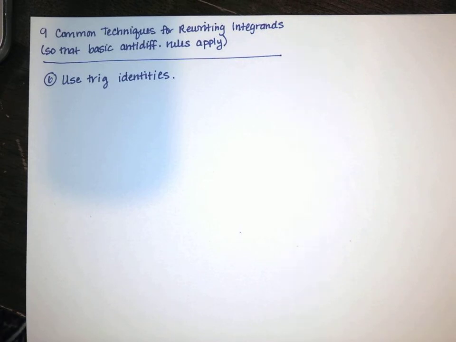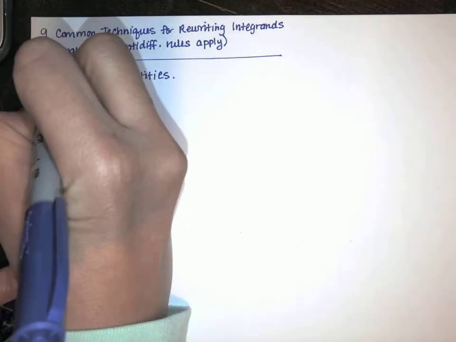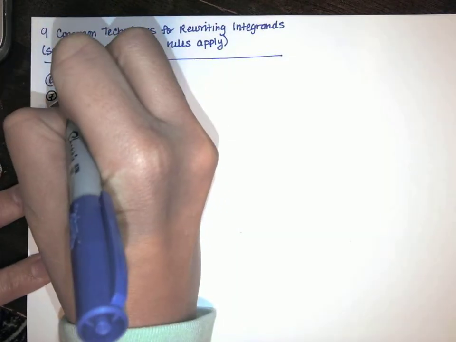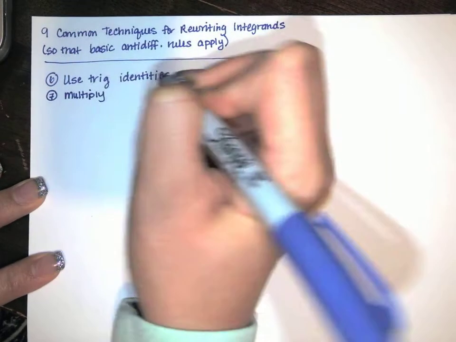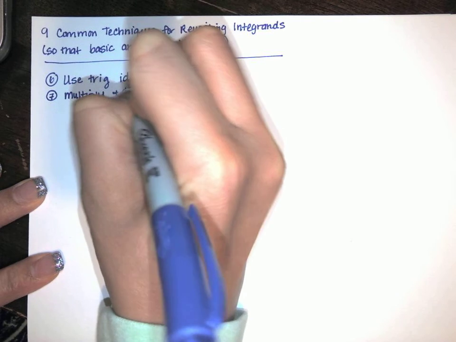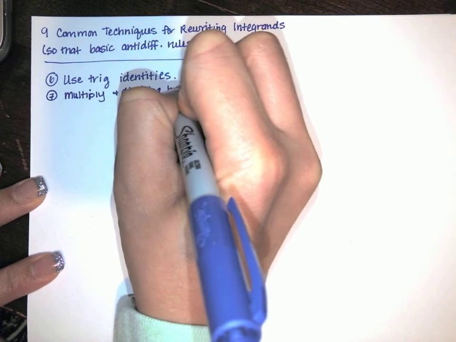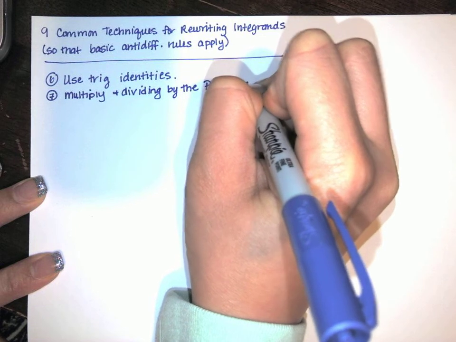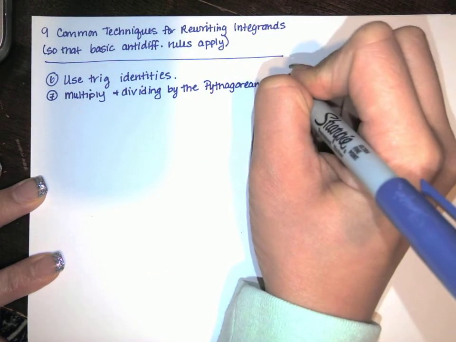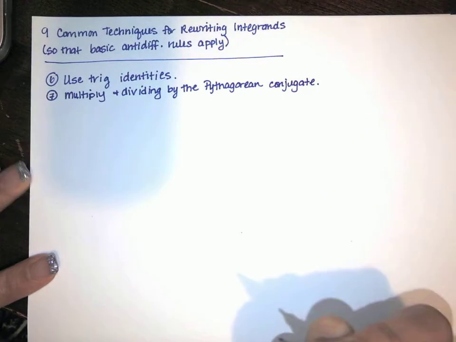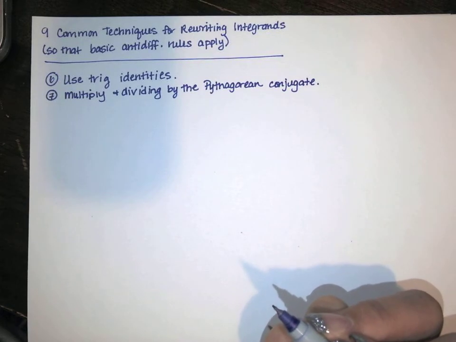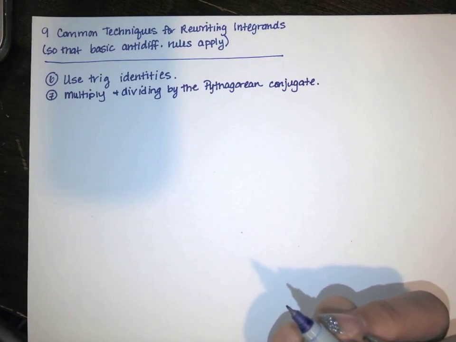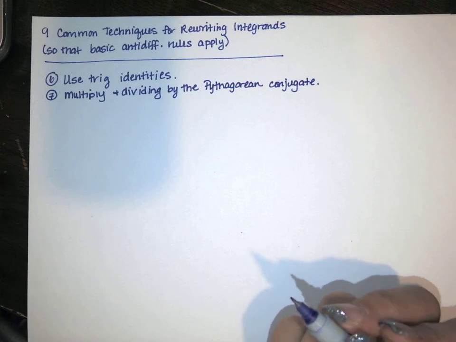In this video we're going to look at using trigonometric identities to rewrite integrands so that our basic rules apply, and we're also going to do what's called multiplying and dividing by the Pythagorean conjugate. Whenever you multiply by the conjugate, we're tending to use trig identities anyway, so it made sense to do both of those in the same video.